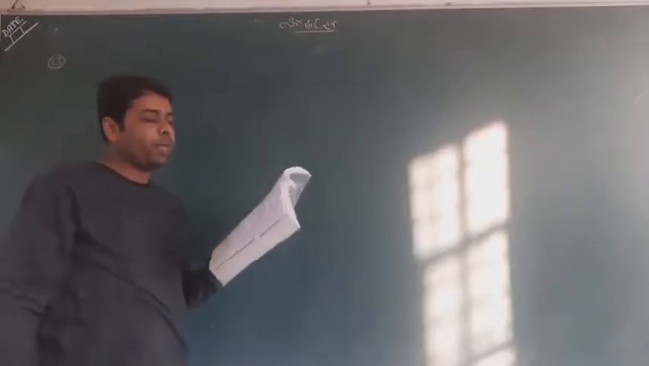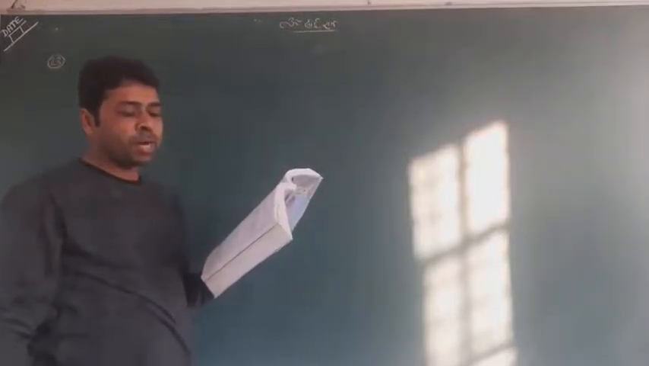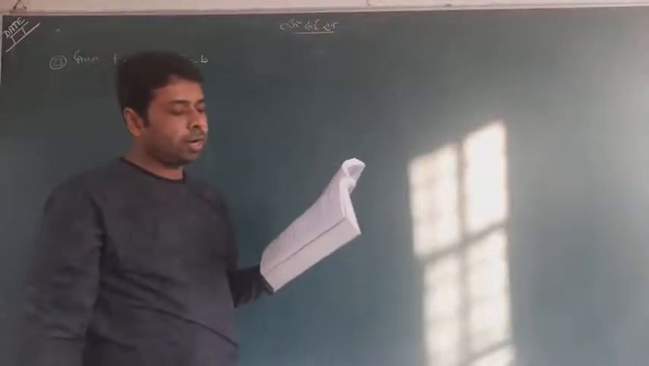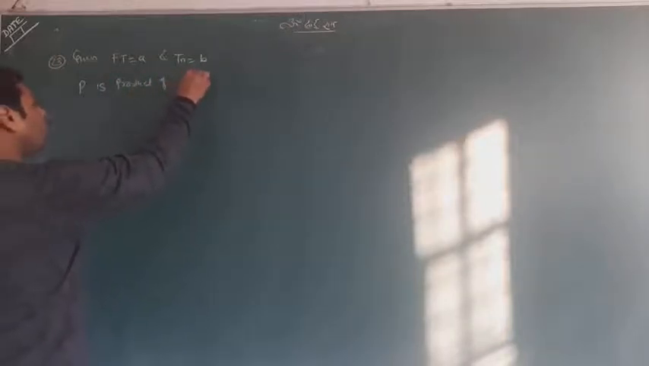Now the question which I want to take is the 23rd, which looks good. The question says, if the first term and the nth term of a GP are a and b, given that the first term is a and the nth term is b, and P is the product of all n terms.